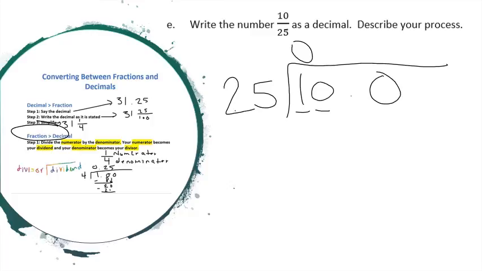25 into 10, 25 can't go into 10. Remember the steps, divide, multiply, and subtract. Bring that down. We're still on divide right now. You're not done with divide until you write a number. 25 into 100. Oh, think about quarters. 25 can go into 100.